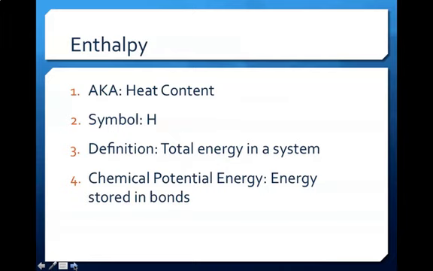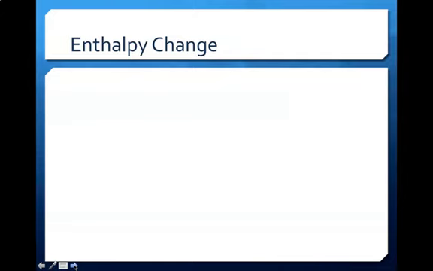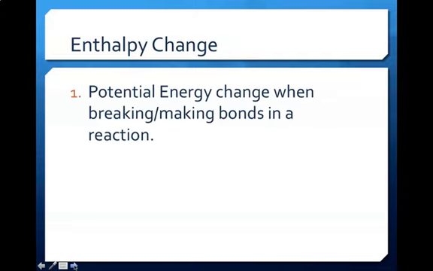Chemical potential energy, we know potential energy is energy that has the potential of being there, doing something, changing to kinetic energy. Chemical potential energy is energy that is stored within the bonds. So when I bond hydrogen and oxygen together, there's some energy there that we can then convert in various ways. When we deal with enthalpy change, we have the potential energy change when breaking or making bonds in a reaction.